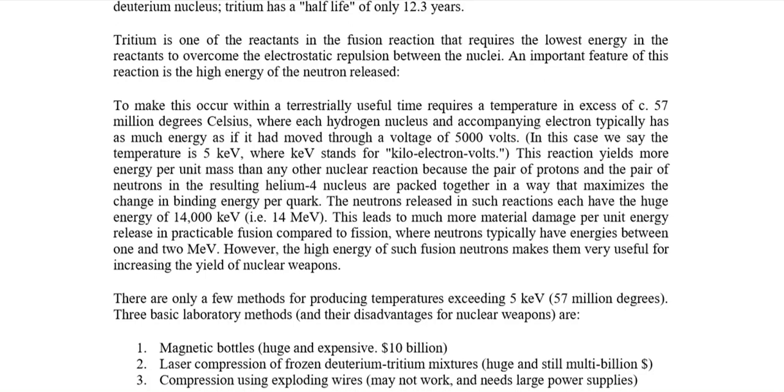The neutron released in such a reaction has an energy of 14 mega electron volts. This leads to much more material damage per unit energy release in a fusion than in a fission reaction, which means it is definitely not possible to contain this amount of energy in a reactor itself. When you want to contain this kind of energy in a nuclear reactor, the reactor itself gets damaged, and definitely the further reaction would not be possible.